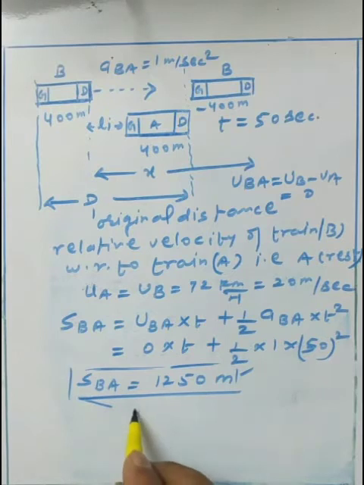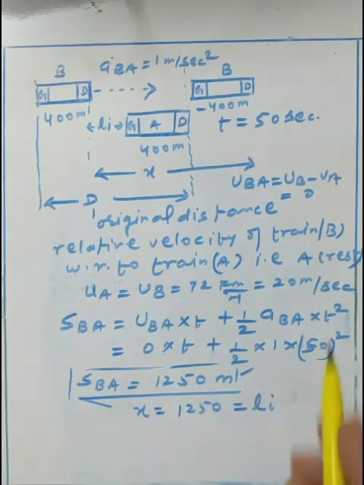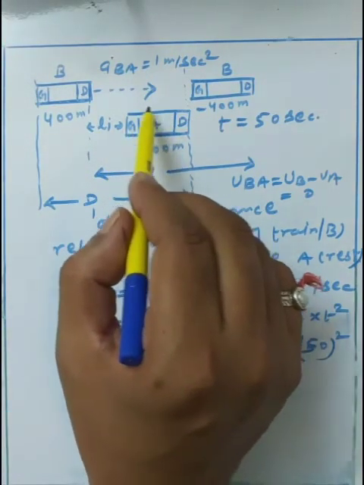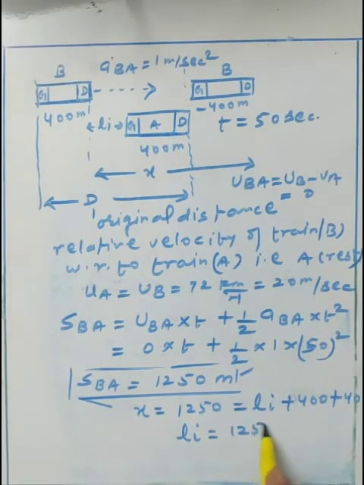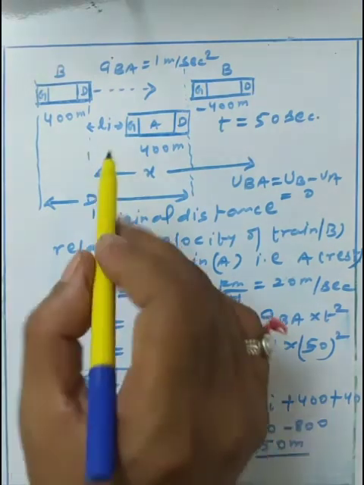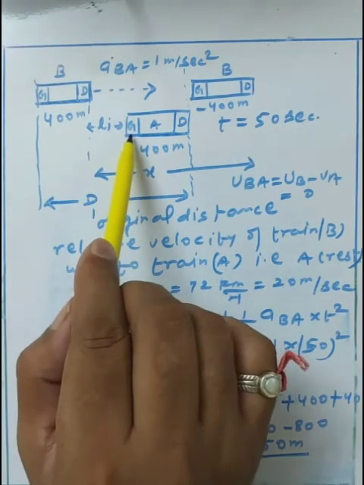So x is equal to 1250 meters, which equals the initial length plus 400 meters plus 400 meters, the lengths of the two trains. So we can find the initial length: 1250 minus 800. It makes 450 meters, the initial length between the two trains, that means the distance between the driver of B and the guard of A.